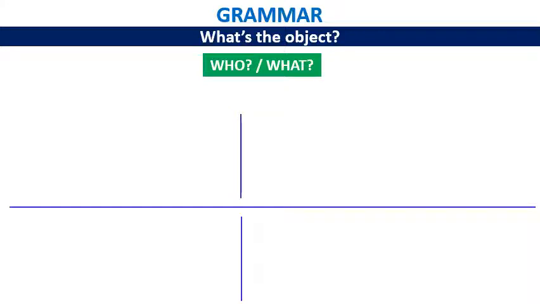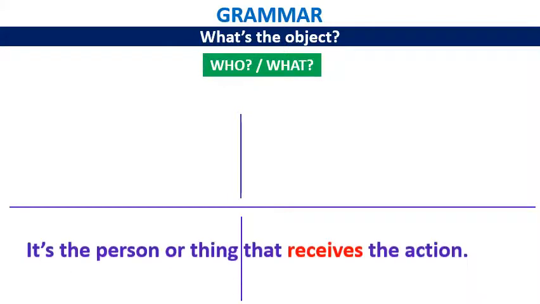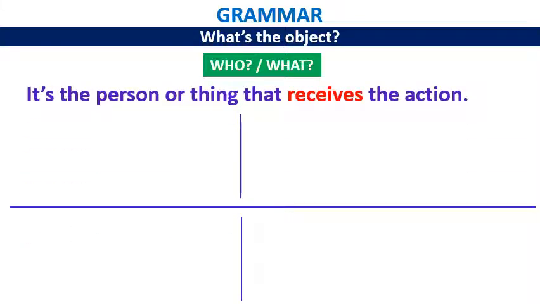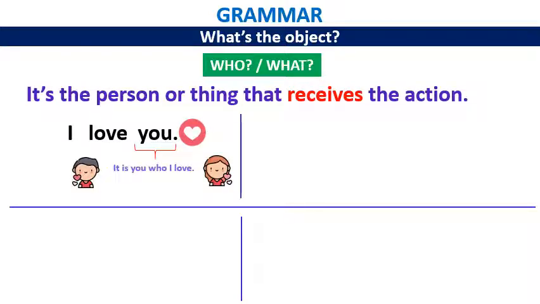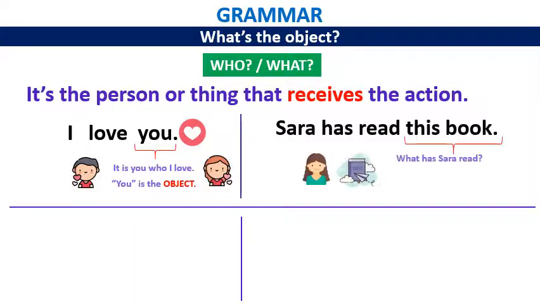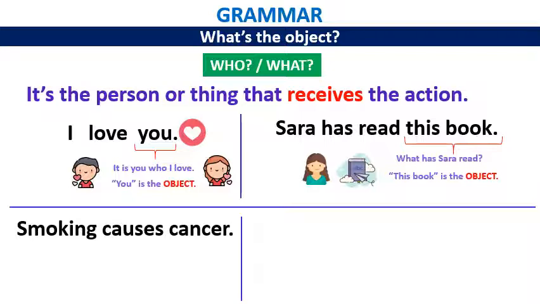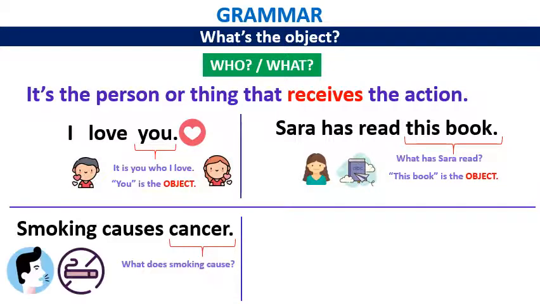Now let's see who and what. Let's talk about the object. The object is the person or thing that received the action. In the first example, I loved you. It is you whom I love. So you is the object. If Sarah has read this book, what has Sarah read? This book is the object. And smoking causes cancer. What does smoking cause? Cancer. Cancer is the object.